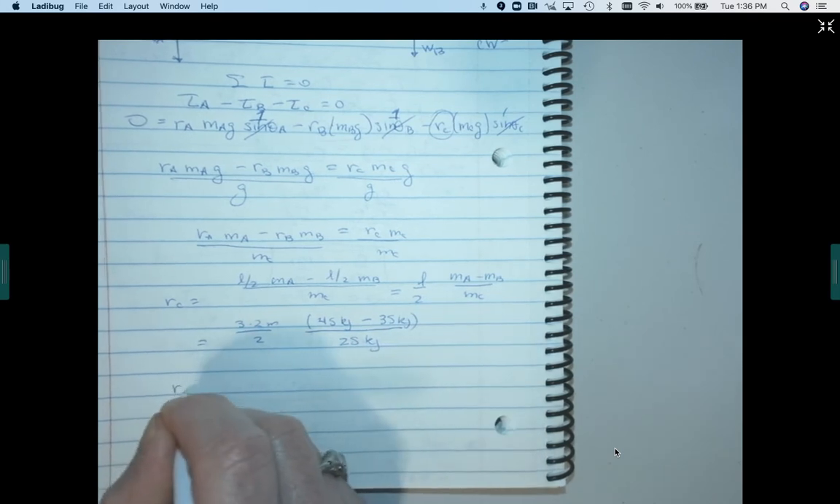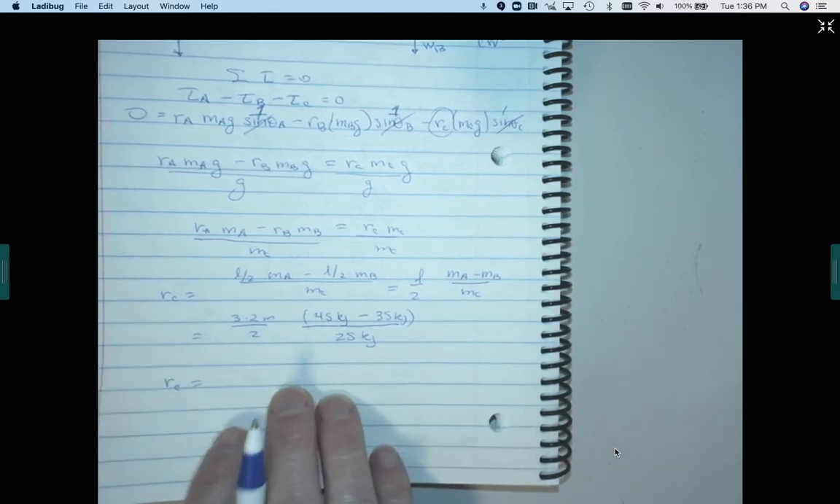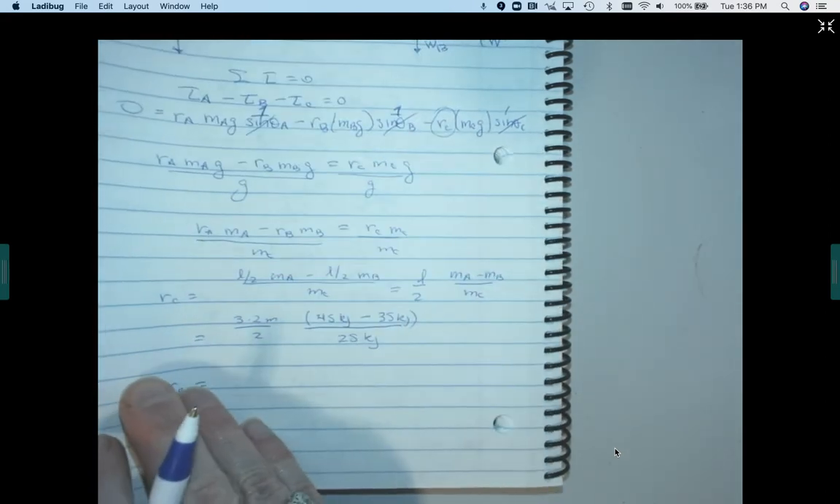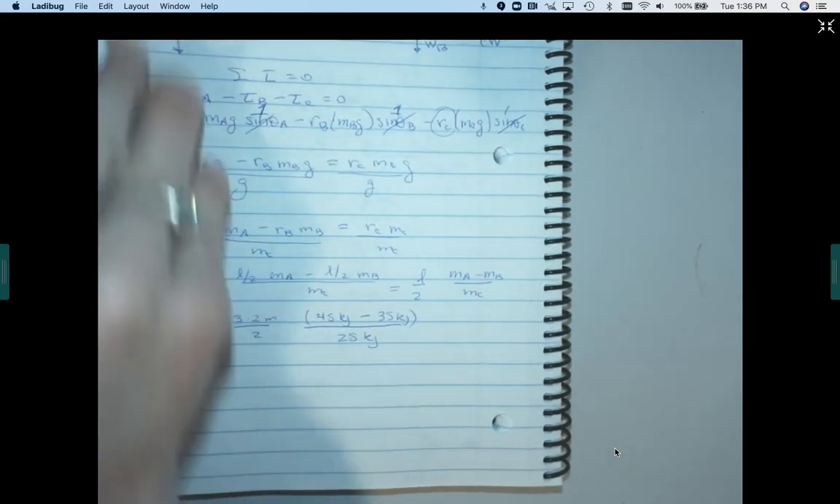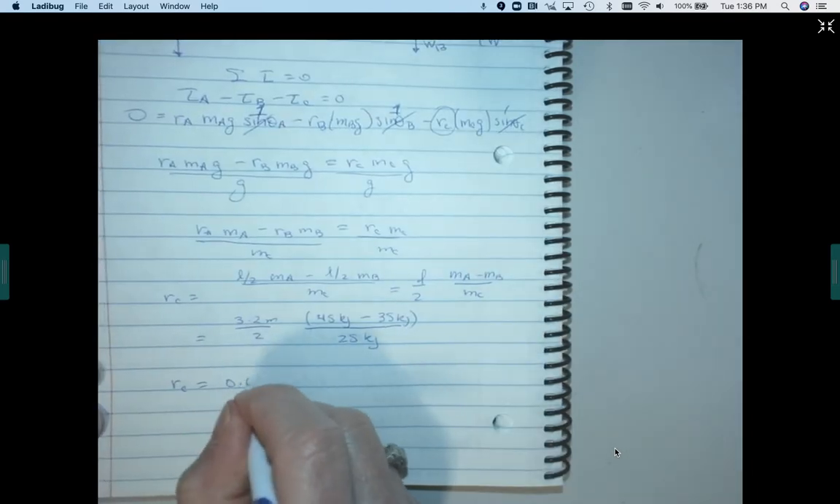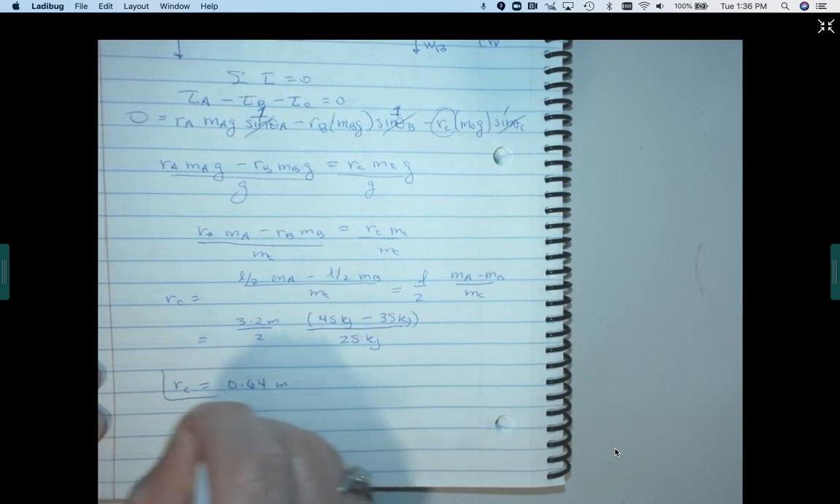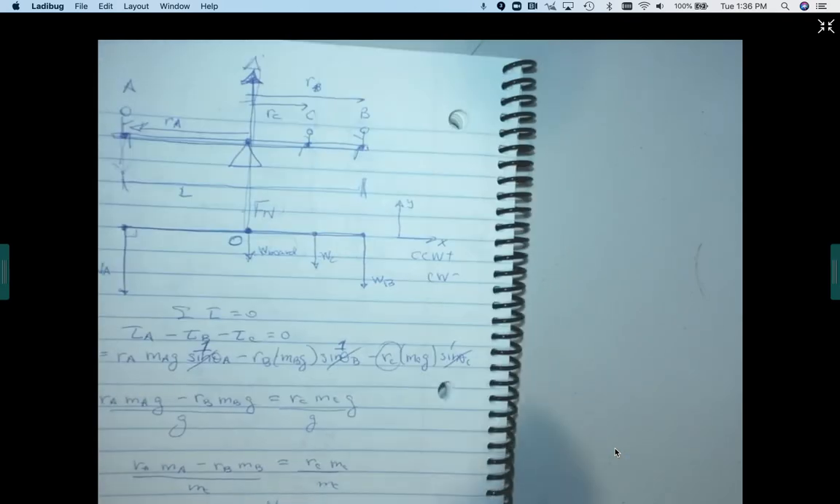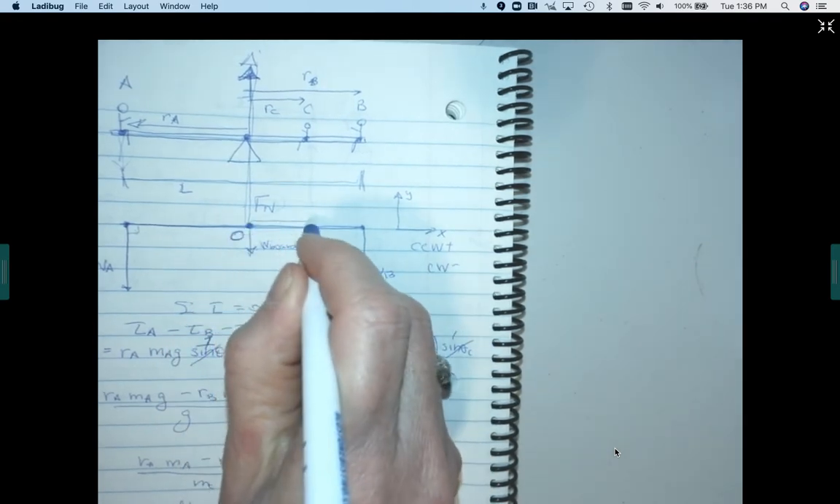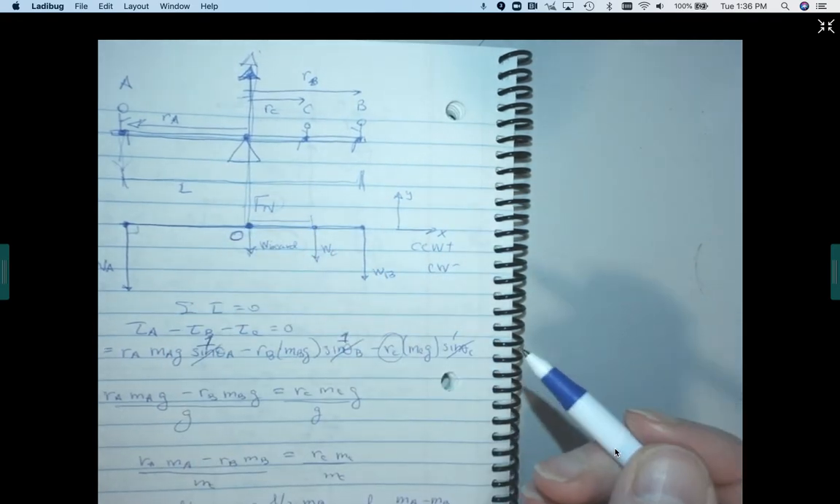And if we plug that in, I think we get like 0.6 something. I did this already, just to save us some time: 0.64. Okay, so that is the position from the pivot point. We're going to go 0.64 meters, and that's where the third child should sit.